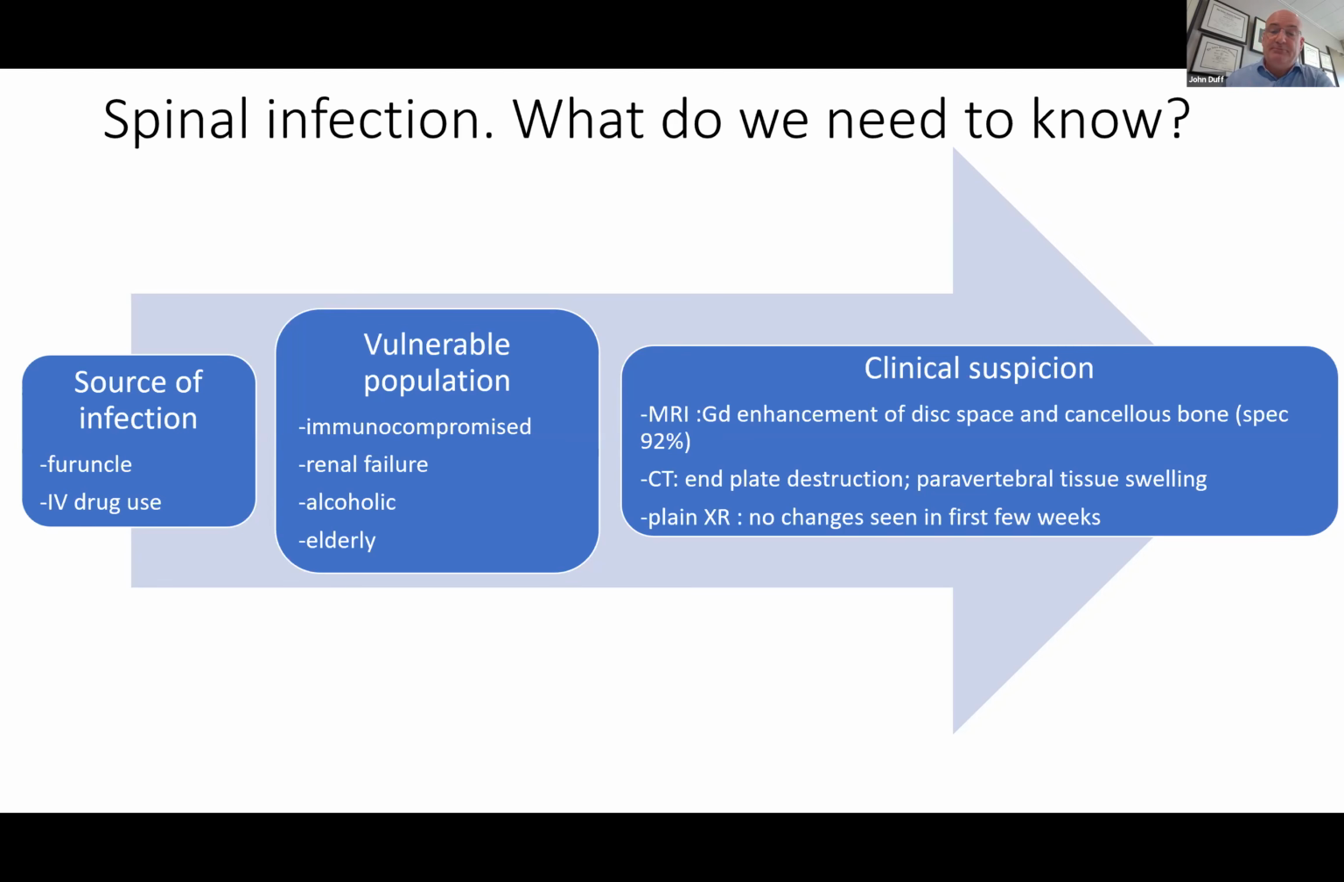On a CT scan, it's often very helpful to look at the bony changes. You can see end plate destruction typically, and you also can see paravertebral tissue swelling, as you see in the MRI scan also. And plain X-rays really have little role to play. Sometimes patients who come into the emergency departments get plain X-rays, and very often, even in the face of advanced infection, it's difficult to see bony changes in the first few weeks, so you can miss the diagnosis.